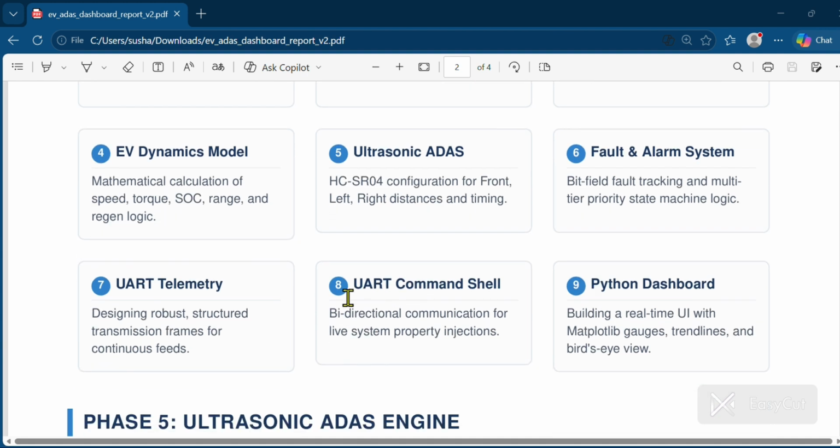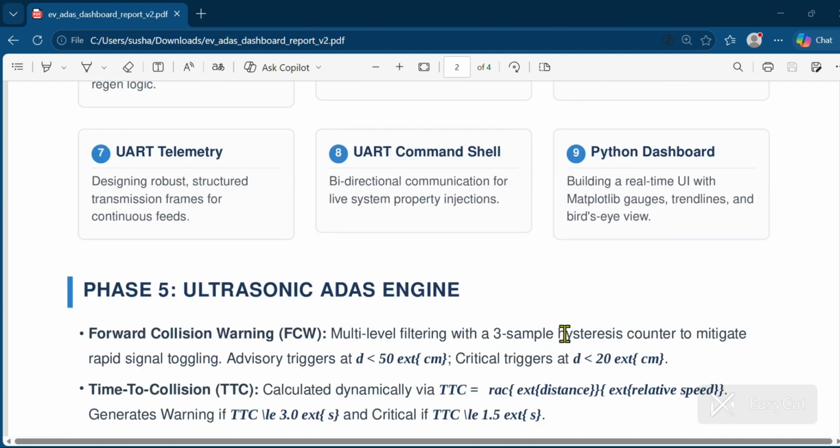In phase 7, designing a robust structure of transmission frames for continuous feeds, and phase 8, bidirectional communication for live system parameter injection. And lastly, phase 9: we build a real-time UI with the help of Matplotlib and a graphic visualizer.